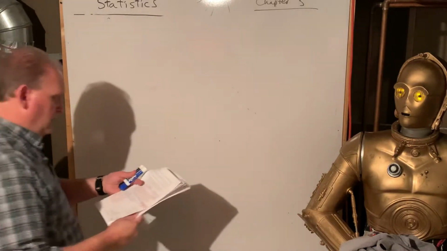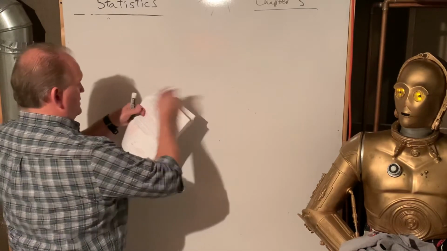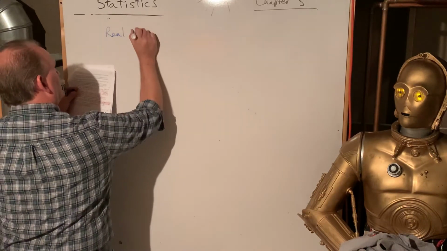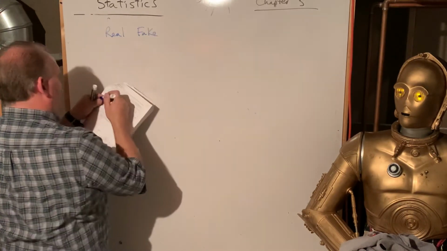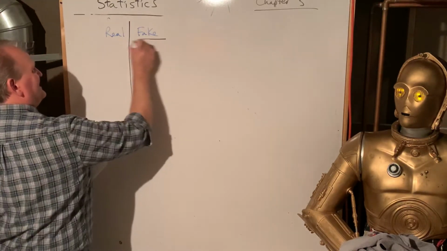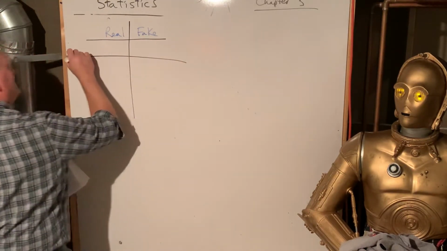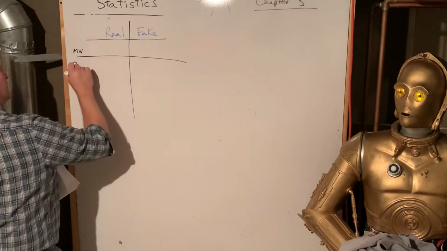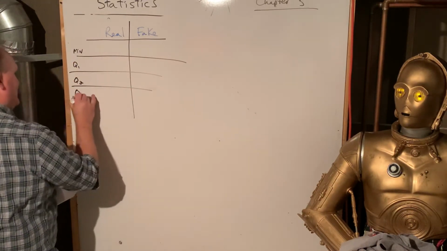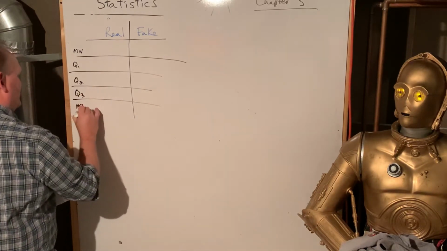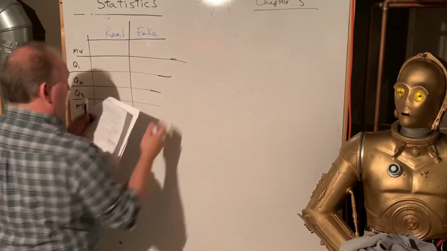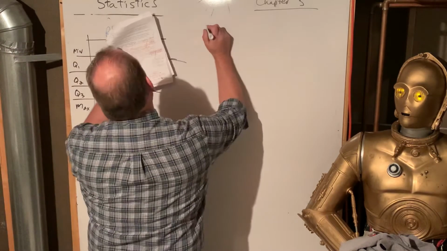And so when we do this, we can do real, fake, or artificial if you want to be fancy. All right, and we're going to find the minimum, the lower quartile, the median, the upper quartile, and the maximum for both. All right, so first we have to put it in order. So let's order the first one.